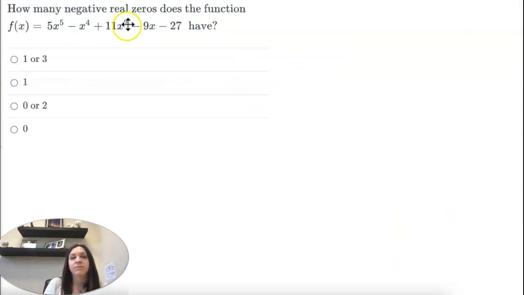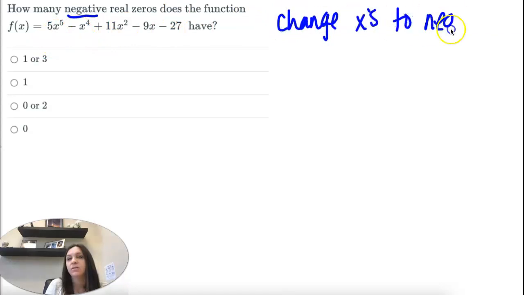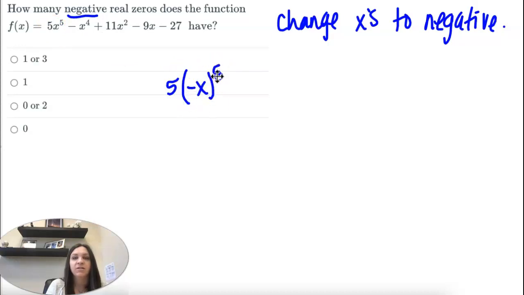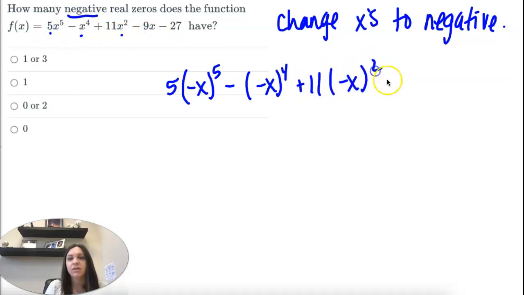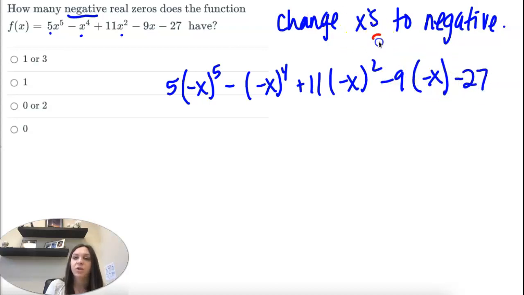So that's positive. So if we're trying to find negative real zeros, we have to change all the x's to negative. And then we will do what we did. So I have 5x to the 5th, but I'm going to change that to negative x to the 5th, minus negative x to the 4th. See how every x I'm changing to negative, plus 11, negative x squared, minus 9, negative x, minus 27. And then we're going to simplify.